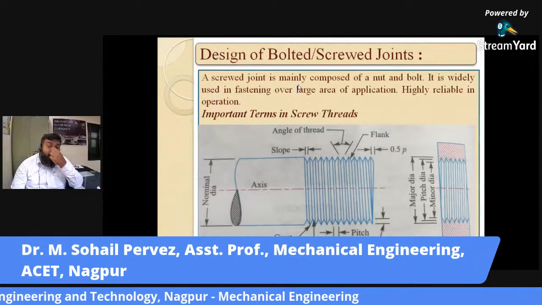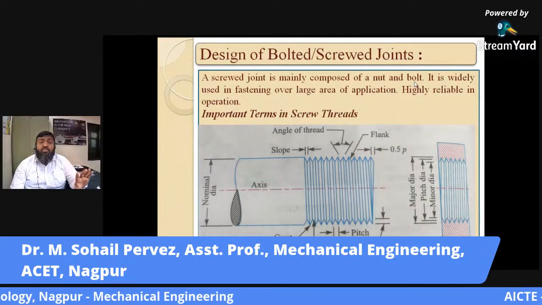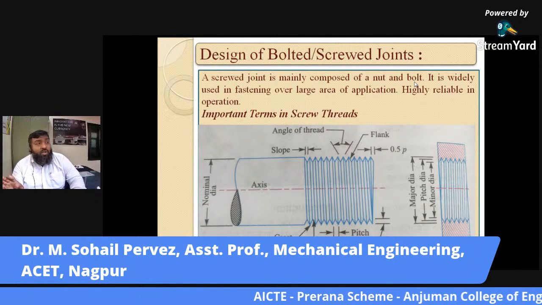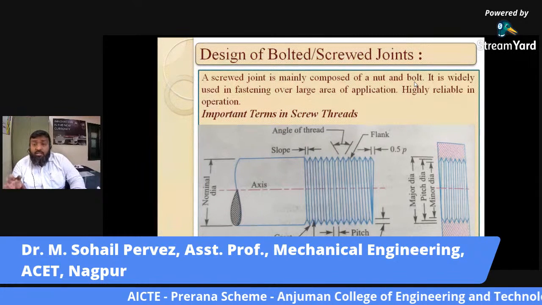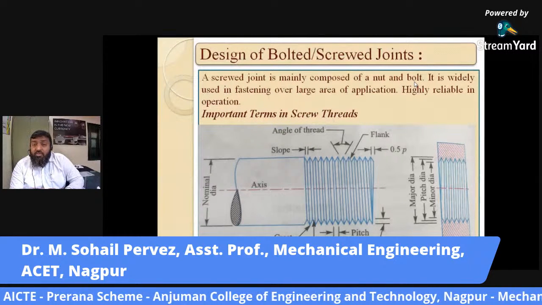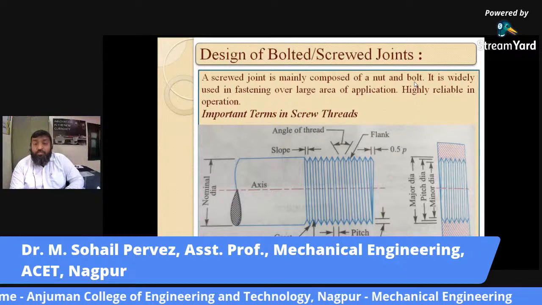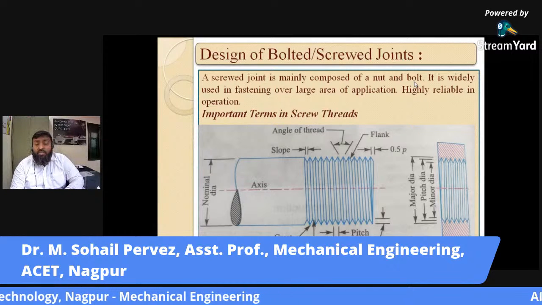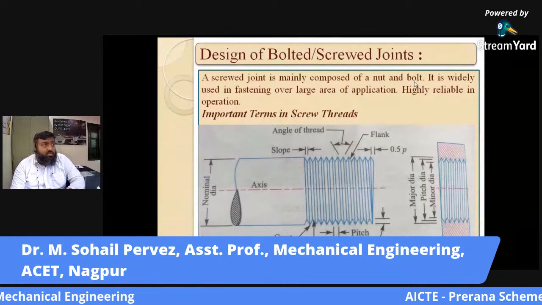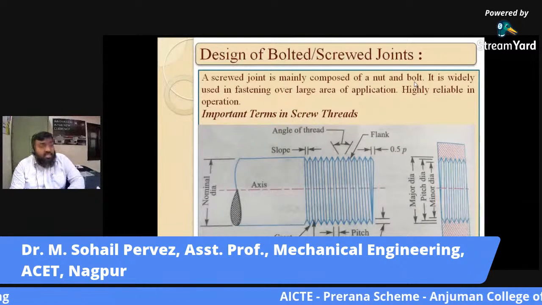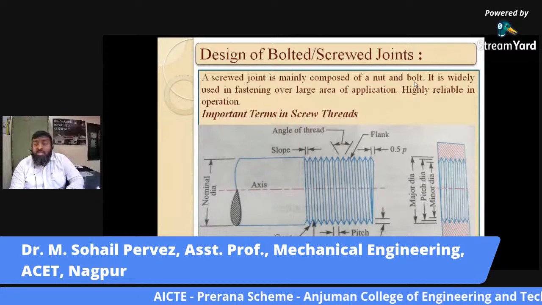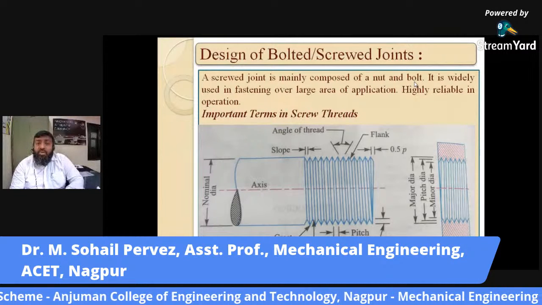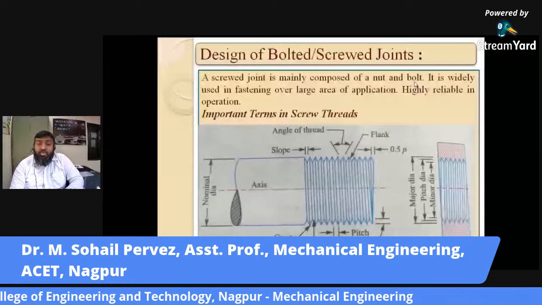A screwed joint is mainly composed of a nut and bolt. I am using very simple terminology because nut and bolt we are all much acquainted with, as compared to bolted or screwed joints. Nut and bolt joints are widely used in fastening over a large area of application: automobile, domestic, industrial, machineries, lathe, milling. Everywhere you will have this temporary joint known as a screwed joint or bolted joint.